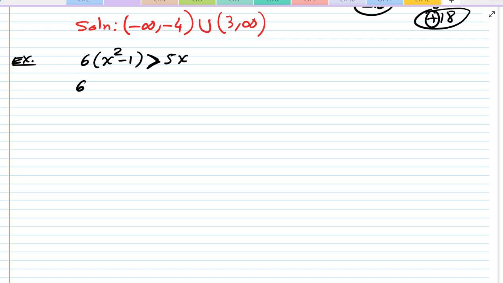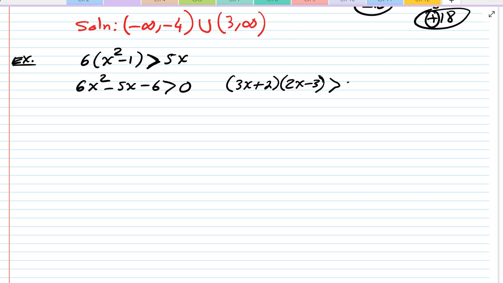So first thing I need to do is distribute. Bring 5x over. 6 times -1 is -6, greater than 0. Remember, we have to have 0 on the right side, and we do. Then we're going to factor this. The factored form of this expression is going to be 3x plus 2, you can verify this, and 2x minus 3. Okay, that's factoring.